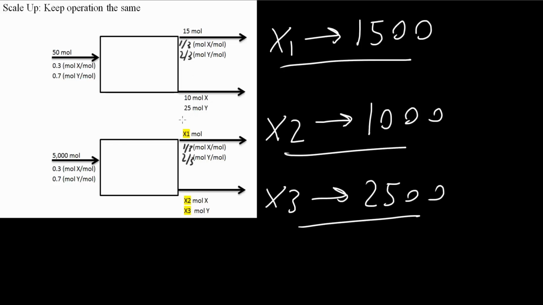And in order to test this idea, do the exact same thing for this one. 5,000 times 0.3 is equal to 1,500 times 1/3 plus 1,000. Likewise, 5,000 times 0.7 is equal to 1,500 times 2/3 plus 2,500. And that's all you need to do for scaling.